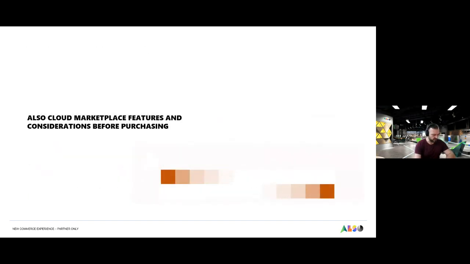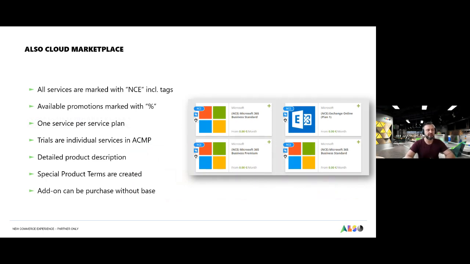All right, let's take a quick look at Marketplace and the features. You have probably seen that the new commerce services are marked with the NCE mark. If there is an available promotion for this service, it doesn't mean that the promotion will be eligible for every customer. That will be checked during the purchasing motion.